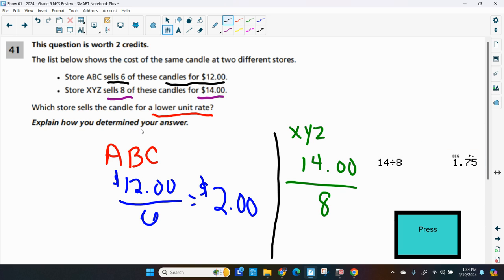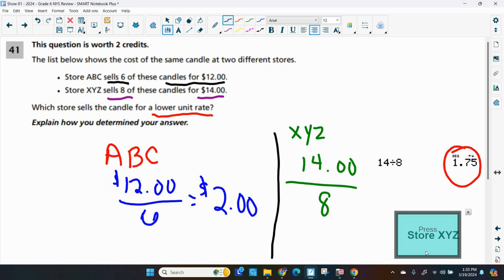So which store sells the candle for a lower unit rate? So which one is cheaper? Do you want to pay $2 for that or $1.75? Well, definitely $1.75 would be a 25-cent savings or cheaper than the other one. So I would go with candle store XYZ.